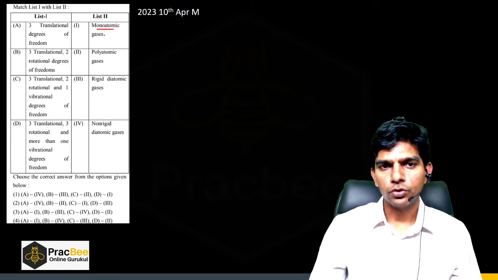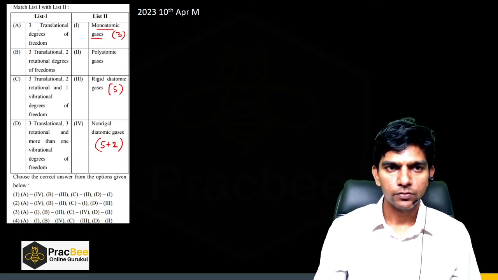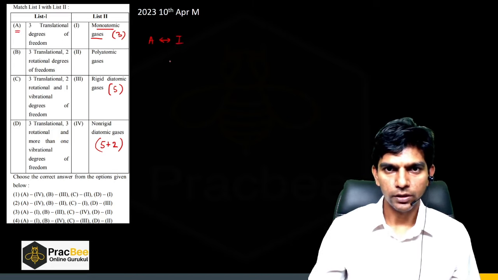If you talk about monoatomic gas, we know that monoatomic gas has 3 translational degrees of freedom. Polyatomic gas, okay, let us see rigid diatomic. Rigid diatomic has 5, 3 plus 2. Non-rigid diatomic will have 5 plus 2, 7. So can we see? A corresponds to 1, 3 plus 2. So B corresponds to 3.